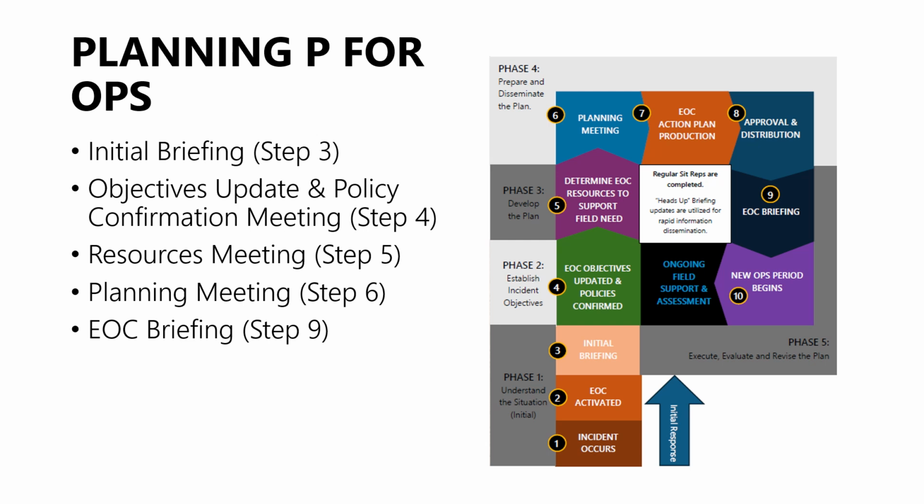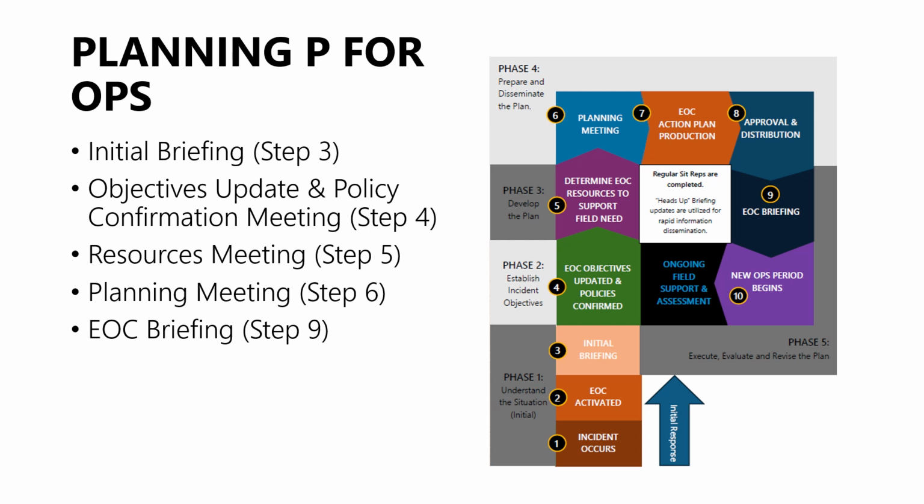We start to get into the objectives update, policy confirmation meeting, which could be called the CNG meeting, Command and General Staff. The purpose of this is to develop those EOC objectives, support on-scene and EOC operations, and confirm policies. The outcome of this meeting will have reviewed policies for managing sensitive information and intelligence, and the information flow into and out of the EOC. EOC objectives are going to be updated and those policies confirmed.